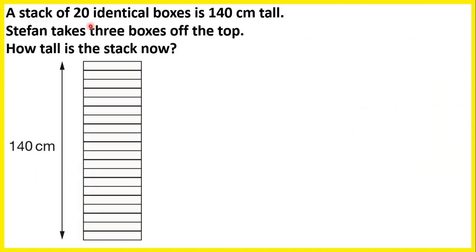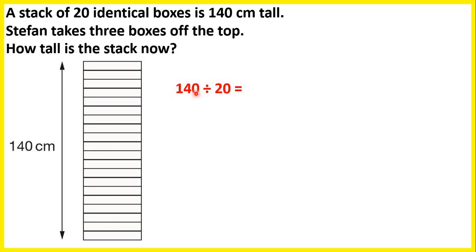A stack of 20 identical boxes is 140 centimeters tall. Stefan takes 3 boxes off the top. How tall is the stack now? So if we know that 20 boxes has a height of 140 centimeters, we can find the height of one box by dividing 140 by 20.